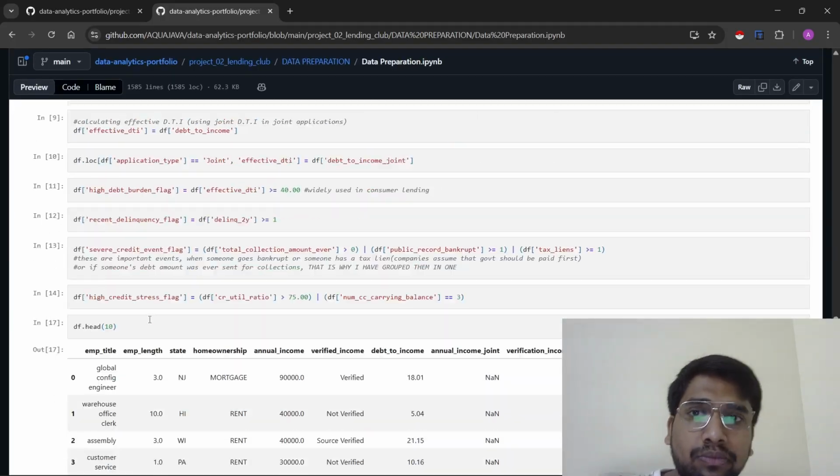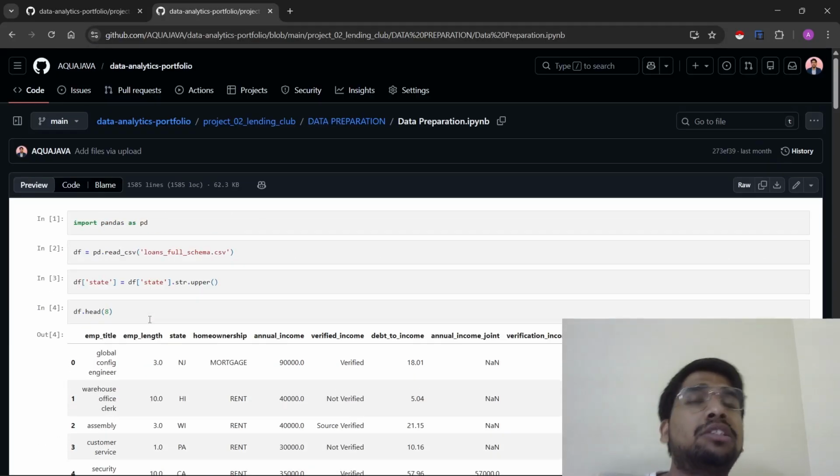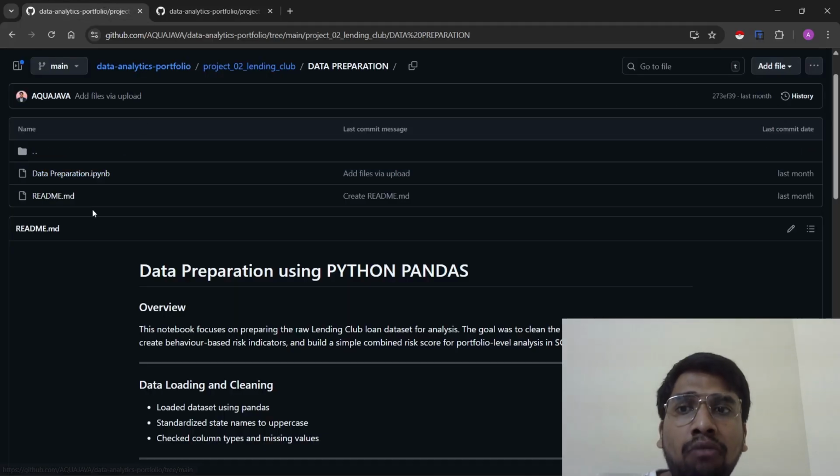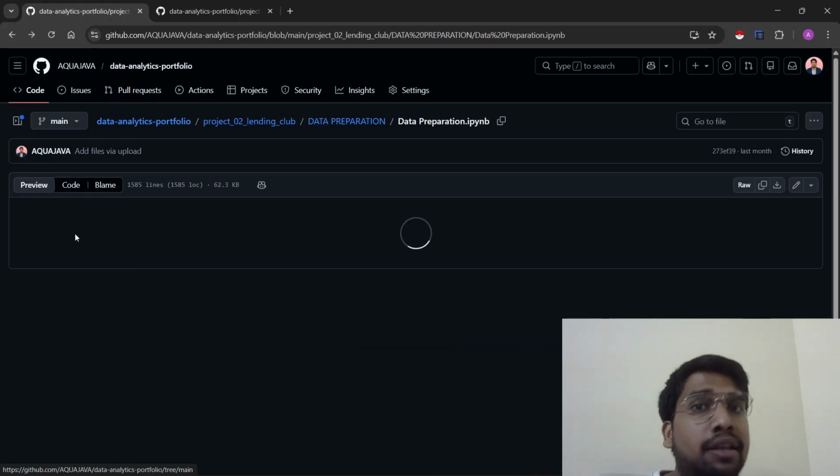After this, I established the connection string and exported this dataset into the MS SQL Server. With this, the data preparation part comes to an end. Now we will go to the next part, which is the analysis part.